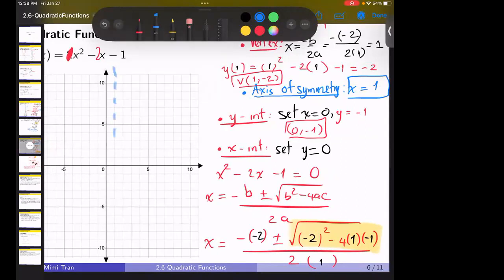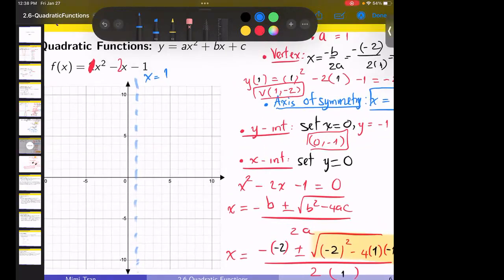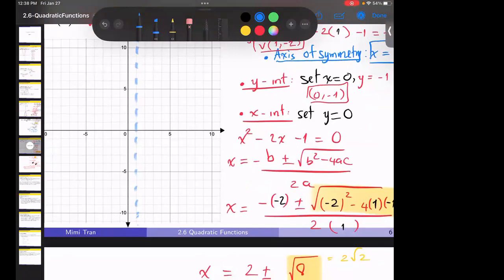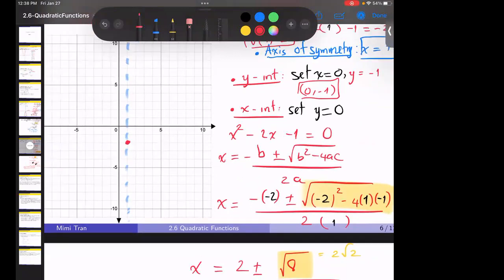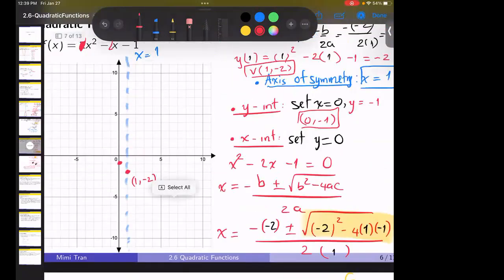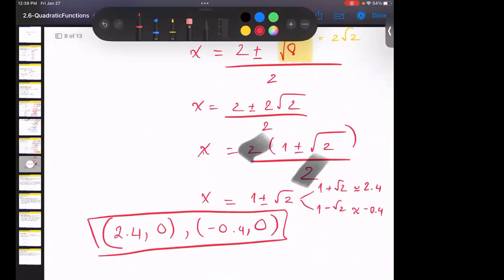Axis of symmetry, I'll draw that first so I don't forget. On the exam, most people forget about that. Somehow it's very insignificant. Vertex is (1, -2). Y-intercept is (0, -1). My x-intercept will be roughly 2.4 to the right here. And then the left x-intercept will be roughly negative 0.4.